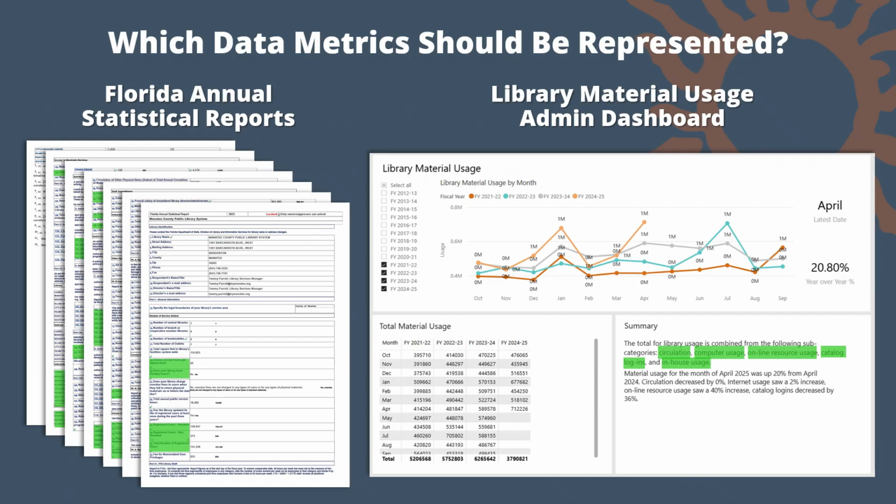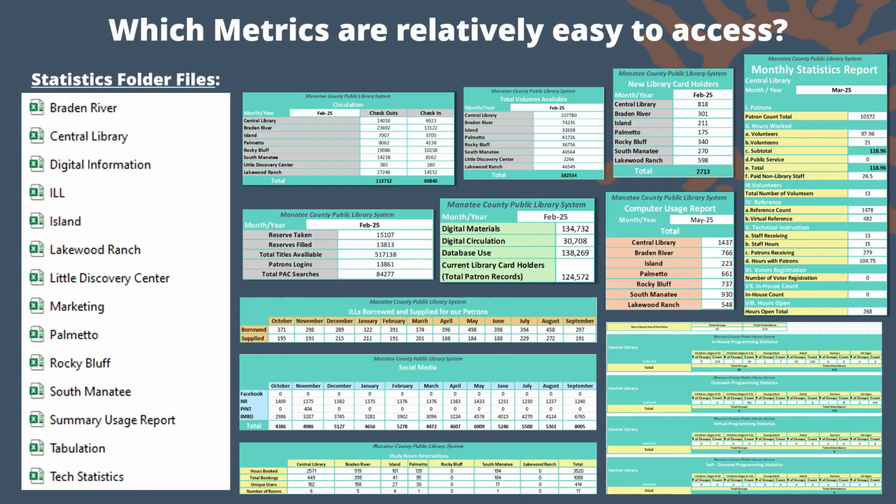Okay, so the first thing we did was look at the data metrics that should be represented. We looked into the annual statistics reports and the pre-existing admin dashboard for the library, and we found some key performance indicators for it. Then we looked at the statistics folder and we found what metrics we have easy access to, which we can convert into a data set and load that into Power BI. Now, they organized the statistics folder by library branch and some other metrics. And then each of these Excel sheets has tables, which you're going to see in a moment.